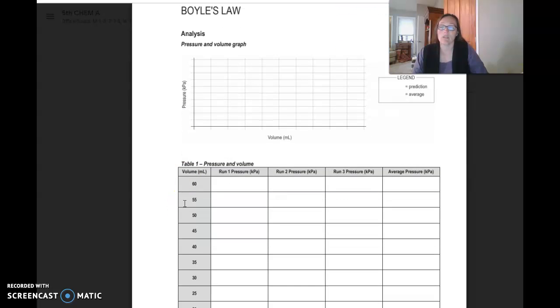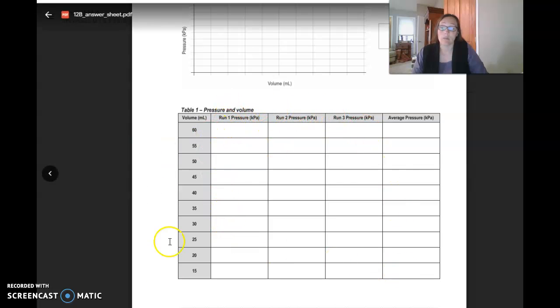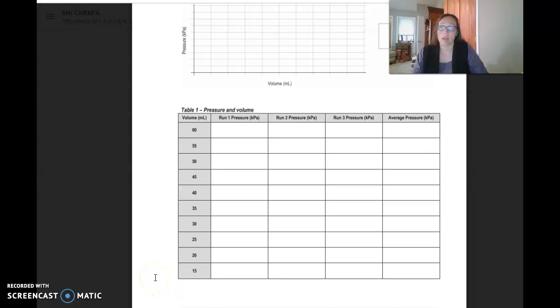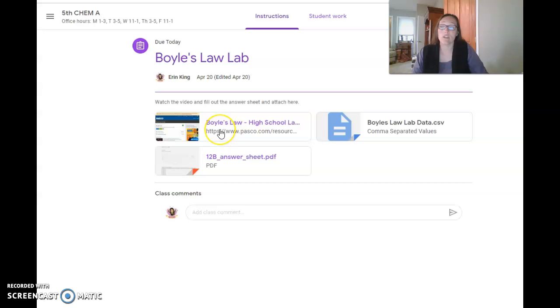The second thing that you need to do is to get some data. It says that you need to have 3 runs of data. If you want to fill this table out, you may. I don't need it. If you just want to sketch it on a piece of paper, what I need you to do is find the average of 3 runs of data. When you watch this video, you can get 1 run of data. They give you 1 set of data, but that's not 3.